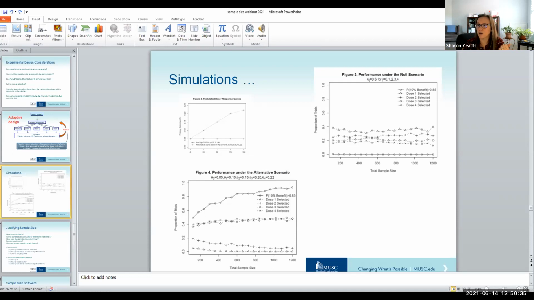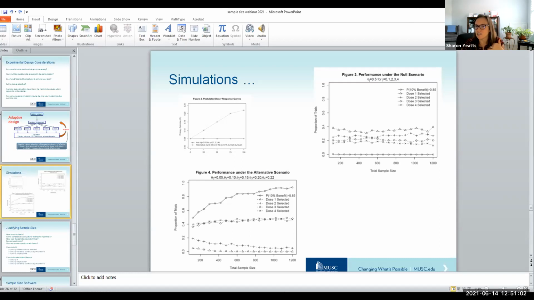So on the top right, you see the operating characteristics under the null. We simulated patients assuming that everybody had a normalization proportion of 5%. Under certain stopping characteristics, in our case, we were looking at the probability that there was at least a 10% benefit. We wanted that probability to be high. We wanted it to be 0.85. So this was actually a Bayesian approach.